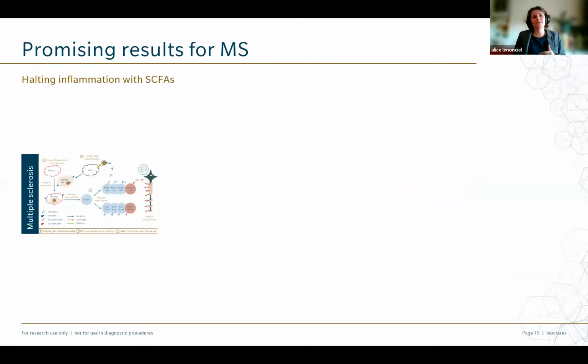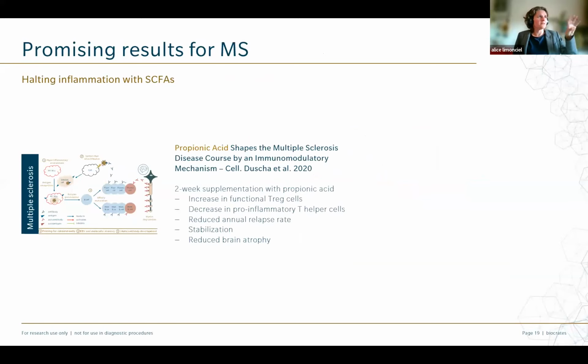Another very interesting finding in type 1 diabetes actually originated from a study in multiple sclerosis. So this is the model for multiple sclerosis. I'm not going to get into detail with this, but I just want to discuss a study by a German group from 2020, where they supplemented patients who have multiple sclerosis for only 2 weeks with propionic acid, a short-chain fatty acid. And what they saw is an increase in functional regulatory T cells and a decrease in pro-inflammatory T helper cells. So the immune system going back to defending rather than attacking.